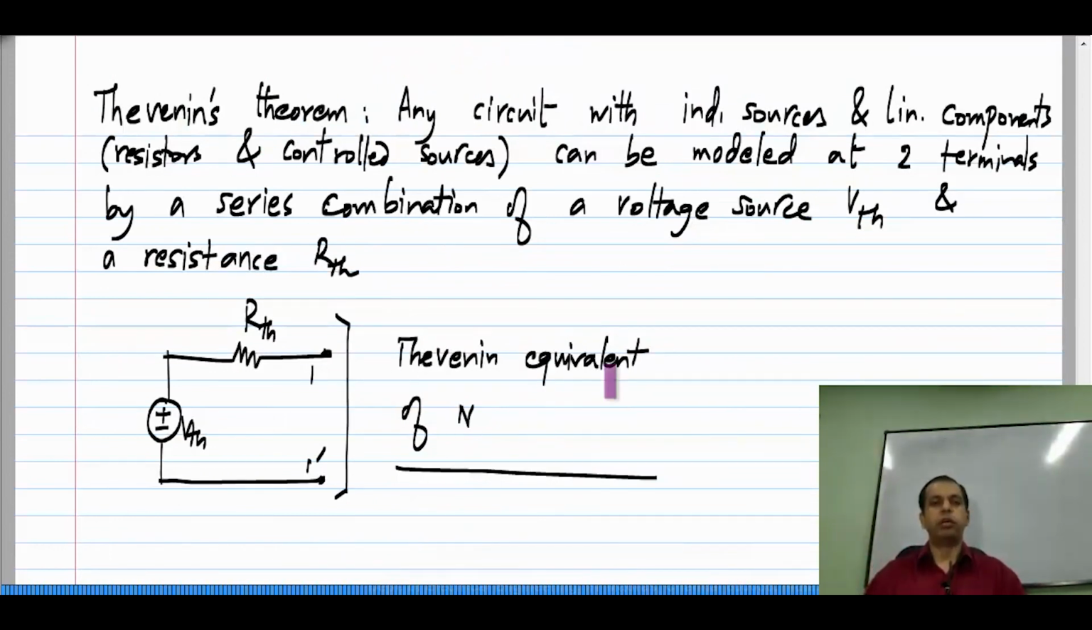Okay. So, clearly you can see that this is a much simpler model than the original circuit, which could have hundreds or thousands or any number of components. Okay. So, that is the reason it is used so widely.